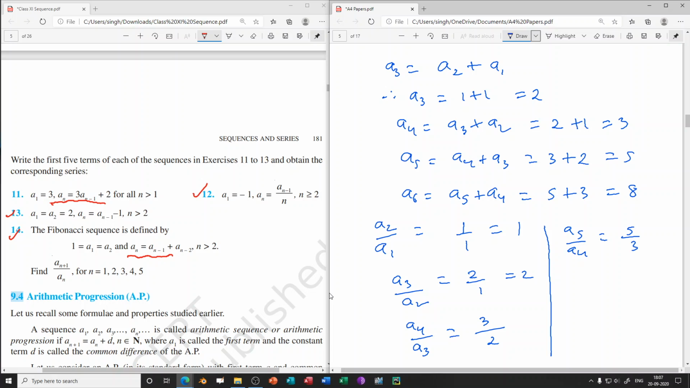The last one, a6 over a5. Why is it the last one? Because the maximum value of n is 5. So putting here 5 plus 1, we get a6 over a5. That is the last ratio which you have to find. What is a6? 8. What is a5? 5. So with this, our exercise 9.1 is complete.